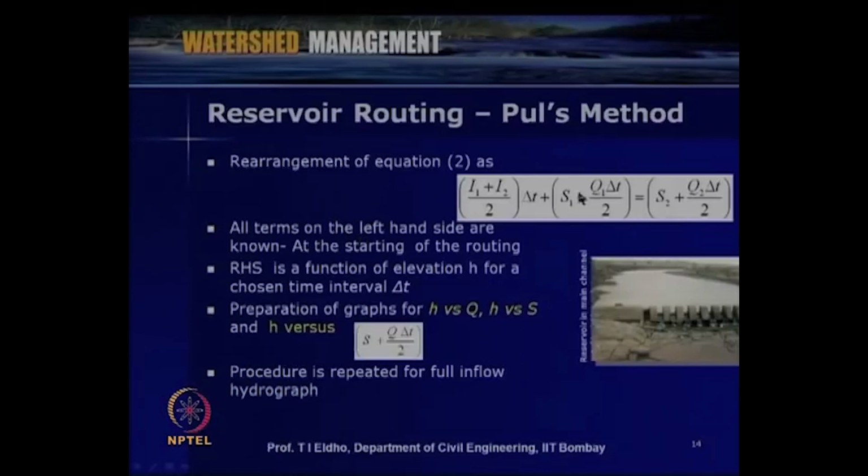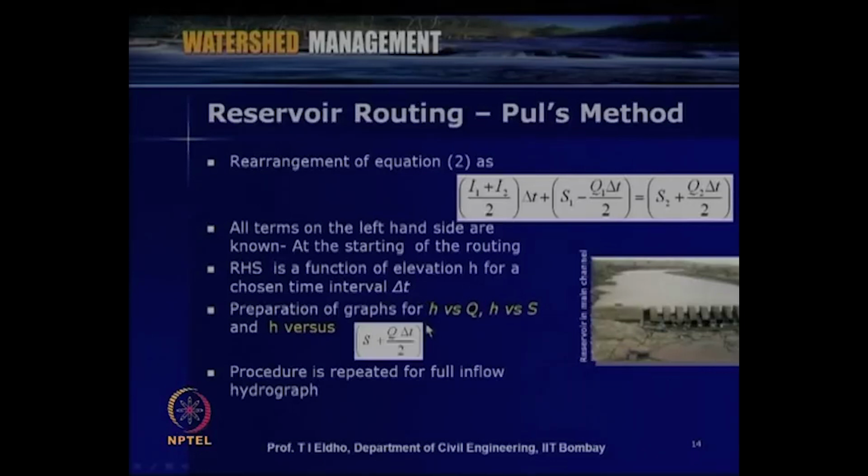So, here we can see that if you consider this equation, which is obtained from equation 2, the continuity equation, all terms on the left hand side are known at the starting of the routing. So, all these terms are known. What the unknowns are is S2 and Q2. So, the right hand side is a function of elevation h for a chosen time interval delta t.